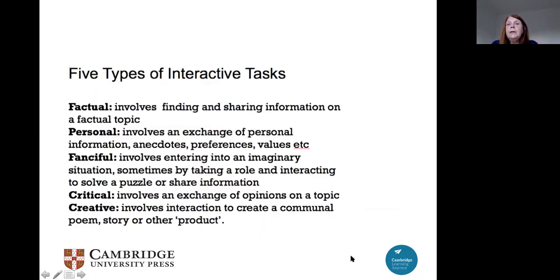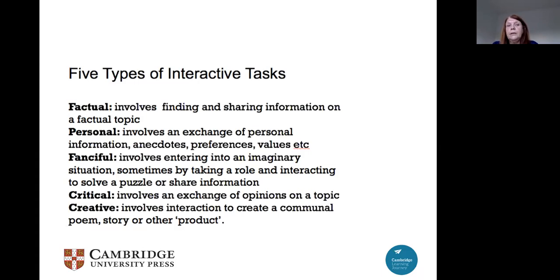So going on from learner task preferences and types of task, Lindsay and I defined 5 types of interactive task. Factual tasks involve finding and sharing information on a factual topic, kind of tasks like quizzes or guessing games. Personal involve the kind of activities you're very used to, sharing personal information and talking about each other, anecdotes, preferences, values. Fanciful involves entering into an imaginary situation, sometimes by taking a role.